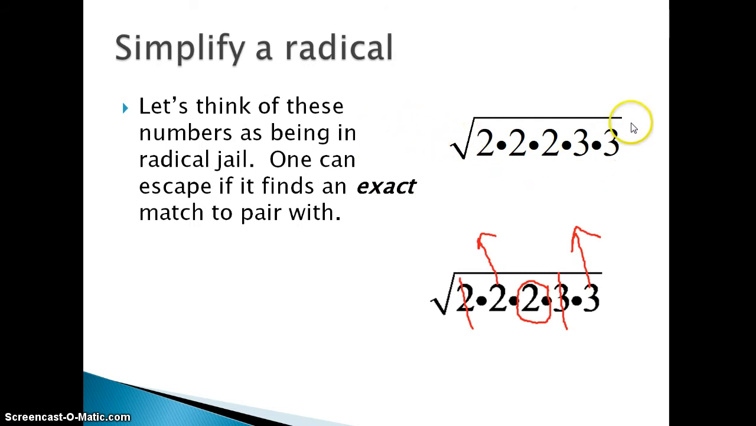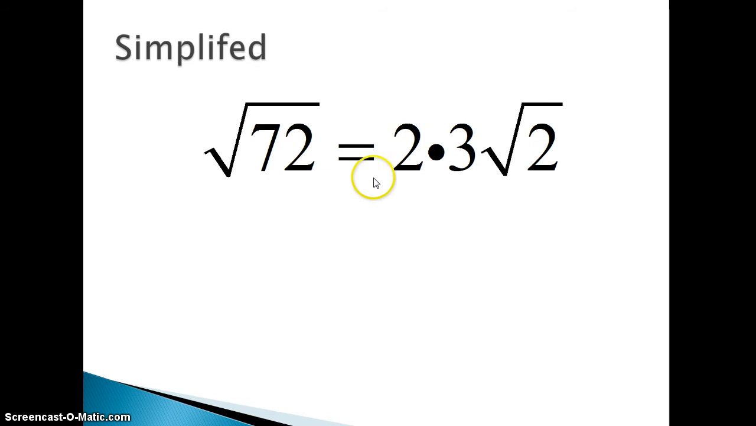Let's think of these numbers being in radical jail. One can escape if it can find its exact pair to match with. So here I have paired these 2's. This 2 disappears while this one escapes. This 2 doesn't have a match, so it's stuck. These 2 3's are in a pair, so this 3 disappears while that 3 can escape. Now you're left with the square root of 72 equals 2 times 3, those are my escapees, times the square root of 2, the one that got stuck.